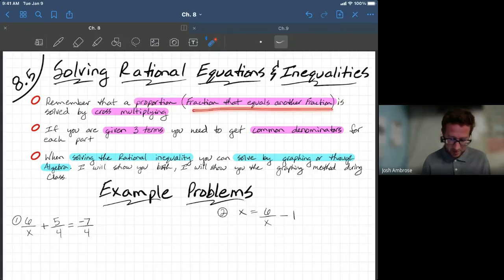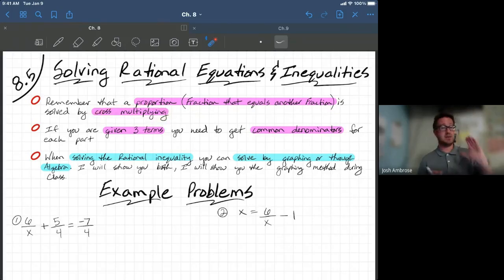So right here, if you're given a proportion, I'm going to show you how to do that. Basically, a fraction equaling another fraction. You can do a lot of cross multiplying. Those are the easy kind of problems, all right? If it's just a fraction equaling a fraction, or even a fraction equaling just a regular whole number, cross multiplication is going to work very well.